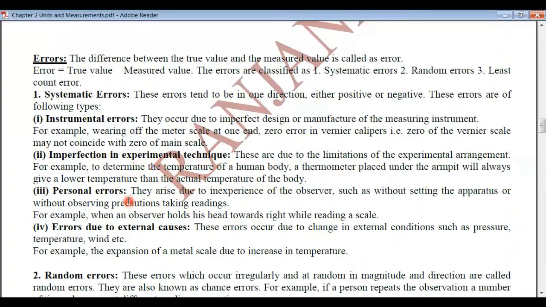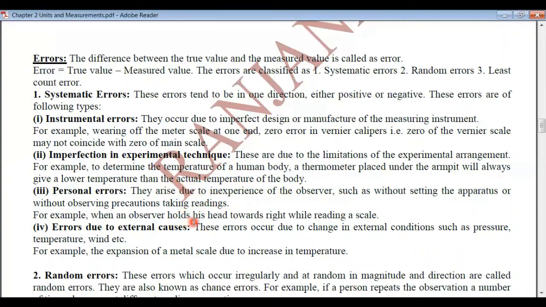The third type of systematic error is personal error, which arises completely due to the inexperience of the observer or the experimenter who is taking the readings. For example, in some experiments, first the setting of the apparatus is to be done and then the readings are taken. Now here the readings are taken without setting the apparatus. Then again some error may arise, which is due to the inexperience of the observer. Such an error we call a personal error, or due to the carelessness of the experimenter.